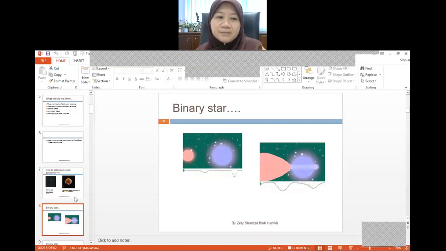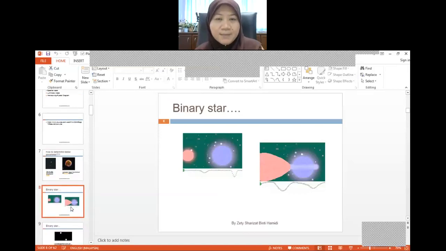Okay, so basically they might be the same size, somehow they might be a different size, mostly they're different sizes. And we can see that they also have different colors in this case. Mostly they have different colors, because we can have not just binary stars, but somehow more than two stars, which we call multiple stars.